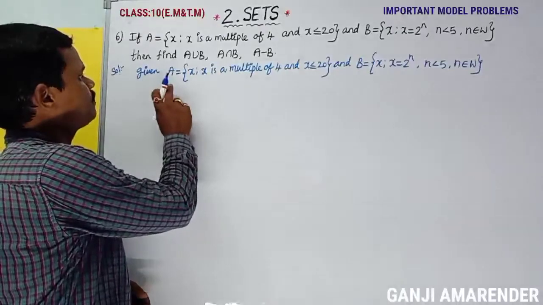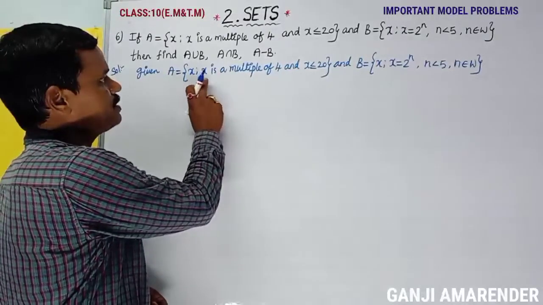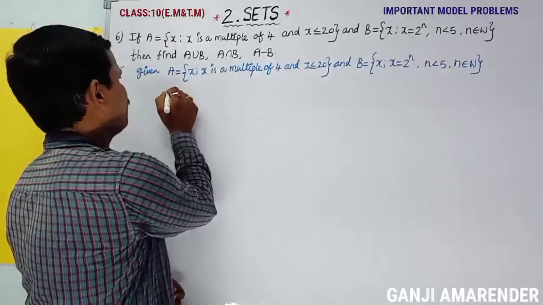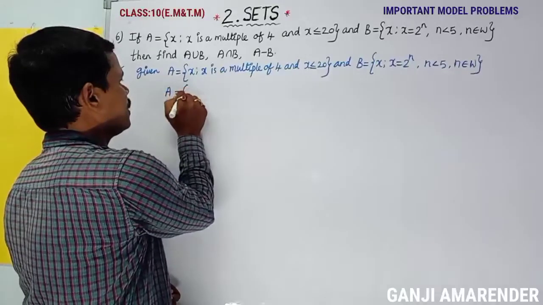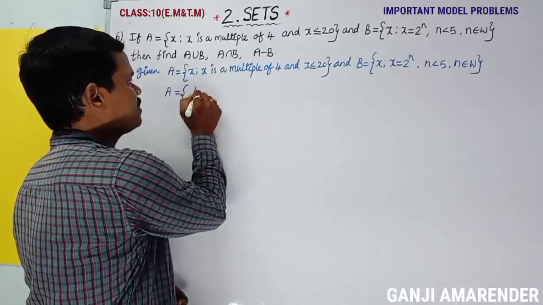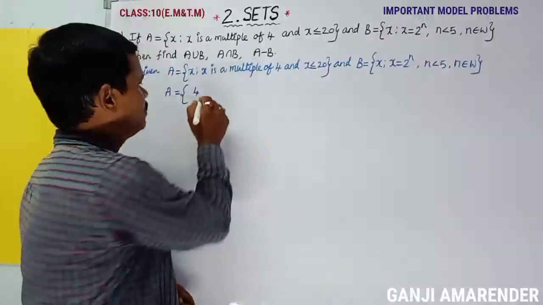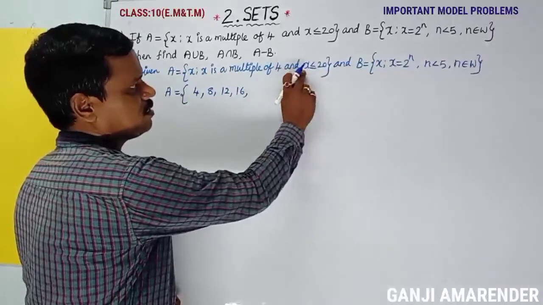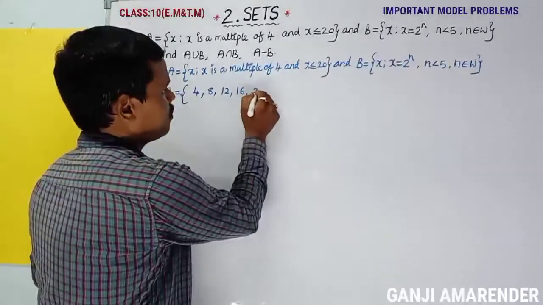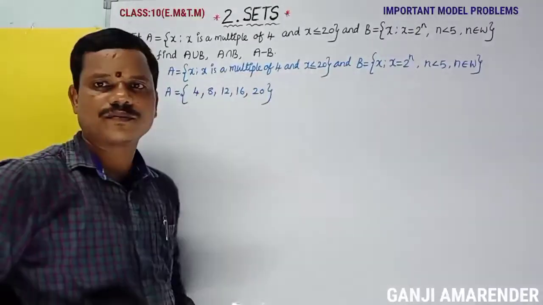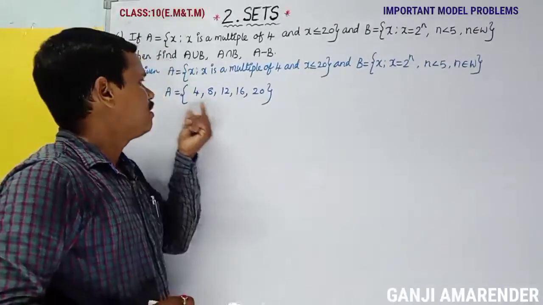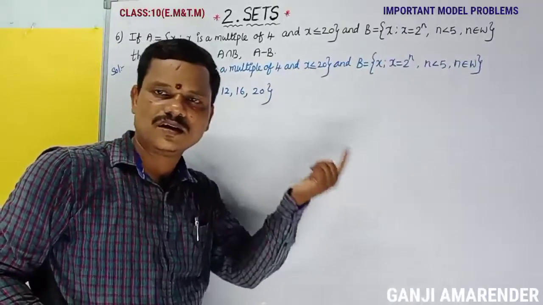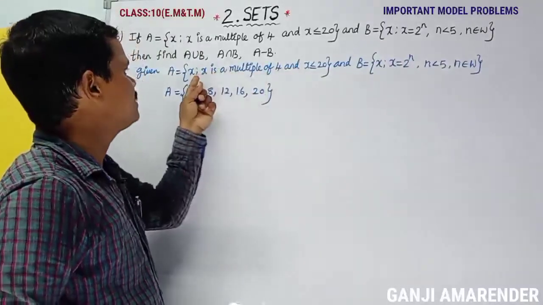Given sets A and B. A is equal to the set of x such that x is a multiple of 4 and x is less than or equal to 20. Here write the multiples of 4 less than or equal to 20. Means what are the multiples of 4 less than or equal to 20: 4, 8, 12, 16, 20. x is less than or equal to 20, so 20 is the last element. Multiply 4 with natural numbers: 4 1 is 4, 4 2 is 8, 4 3 is 12, 4 4 is 16, 4 5 is 20. 4 6 is 24. But here x is less than or equal to 20.